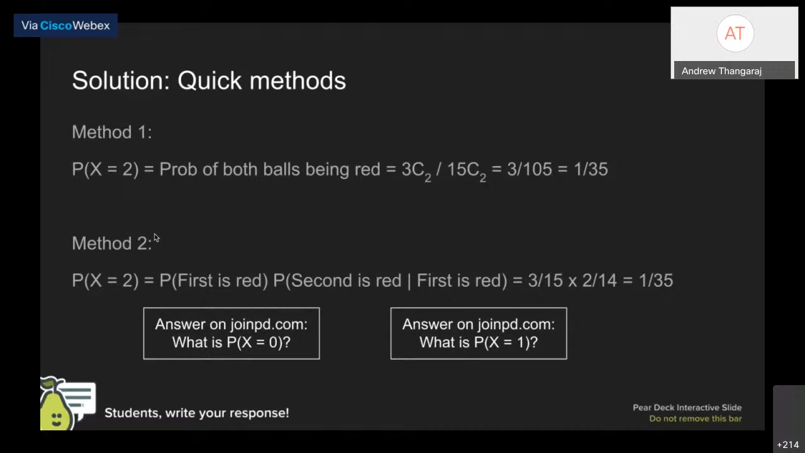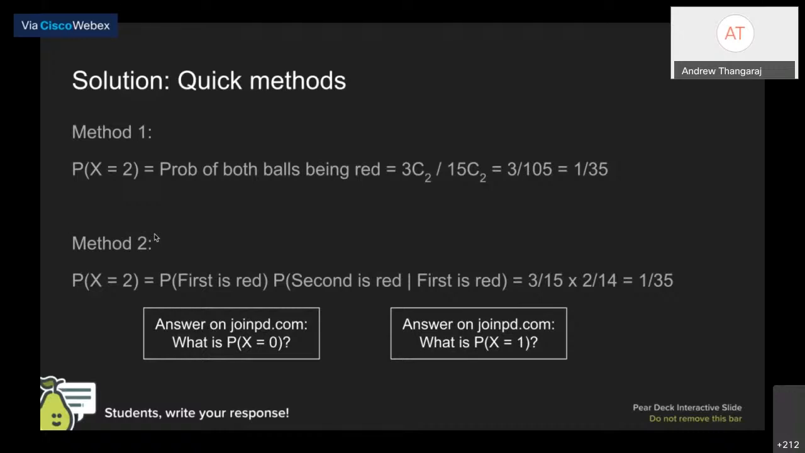In this kind of scenario where you're drawing two balls at random and you want to think of them as uniformly distributed, the probability that the random variable x equals 2 is the same as the probability of both balls being red. And that's 3C2 by 15C2. You get 3 by 105, 1 by 35. The other method is to take the first ball and then, without replacement, take the second ball. That would also give you the exact same probability distribution and the exact same answer. So 3 by 15 into 2 by 14, and that will give you 1 by 35 as well.